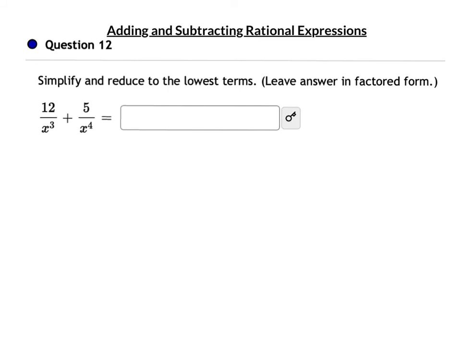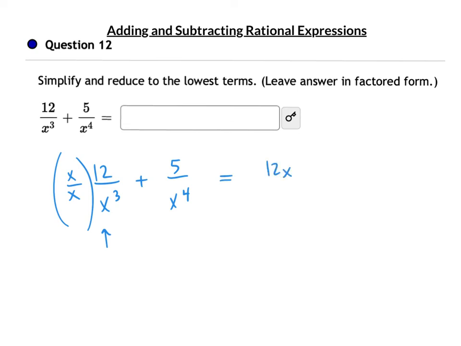Question 12, we need a common denominator. I want to do the least I can do and make those denominators the same. I can make this side an x to the fourth if I just multiply by x over x. This becomes 12x plus 5, and my common denominator is x to the fourth. And nothing factors or cancels there.